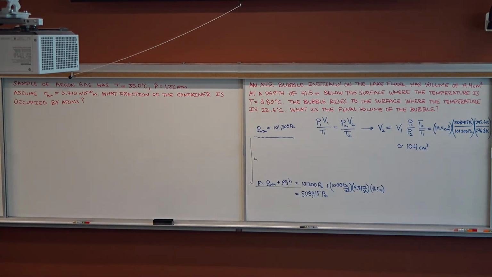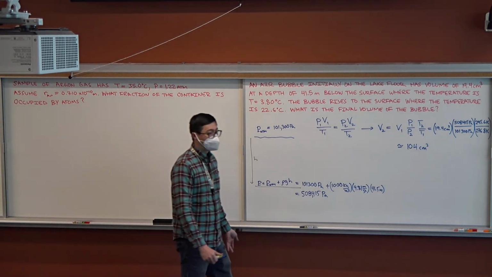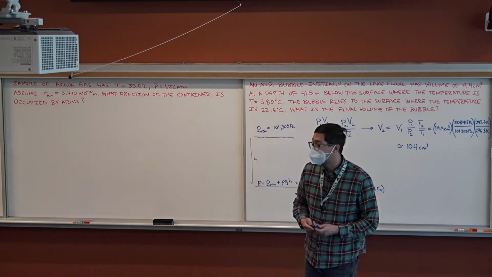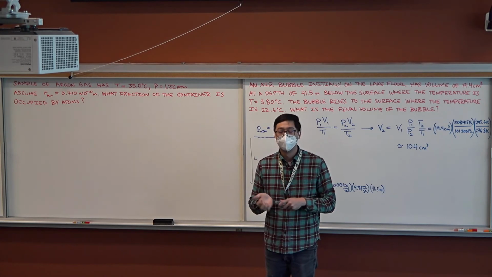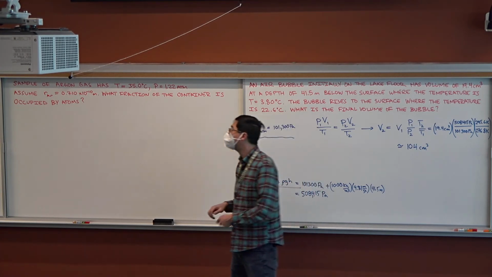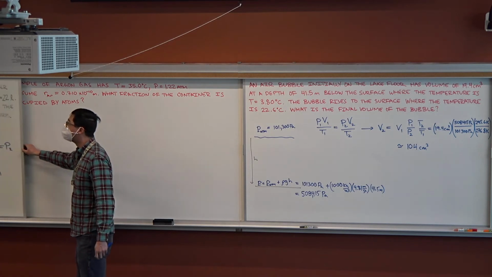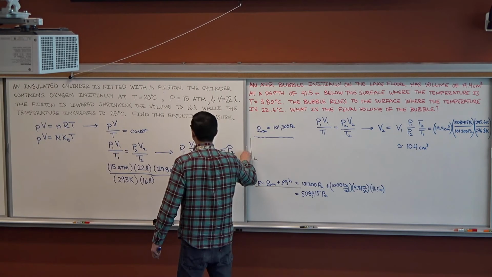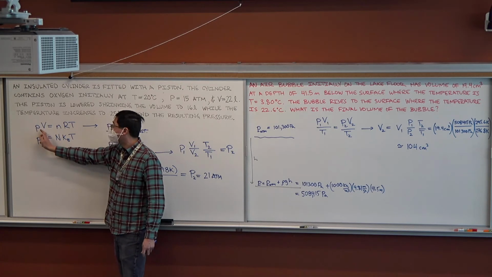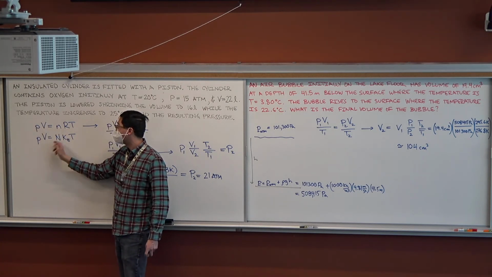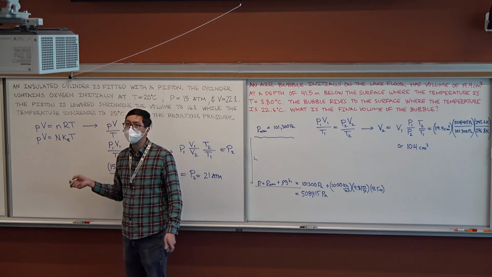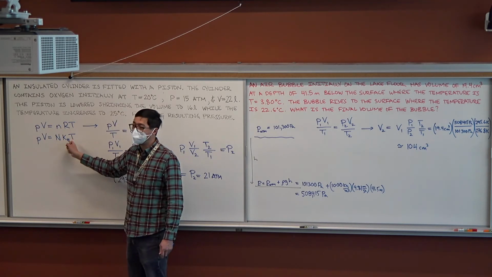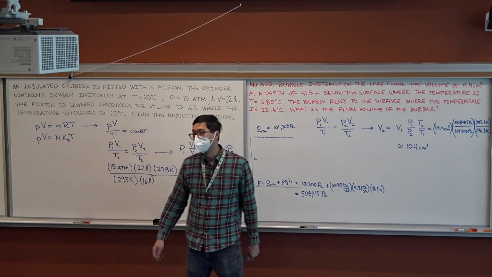I gave you a hint at the very start. It helps if you have had prior classes with me and you know how lazy I am. At the very start of the class, I told you that the ideal gas law, PV equals nRT or PV equals NkBT, they're the same equation. I'm too lazy to have written this if I didn't need to.